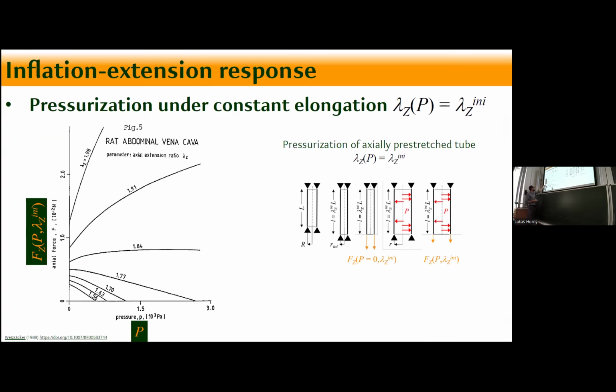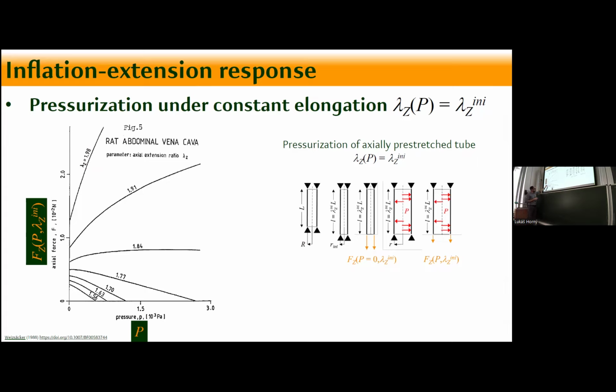This is the relationship between axial force and pressure. So we start from zero pressure. First, we elongate it to the prestretched length, and then pressurization follows. And we see here the pressurization at a length 56% extended in comparison to the reference state. And in the upper one, it is 1.98, so it is approximately 100% longer than the reference state.